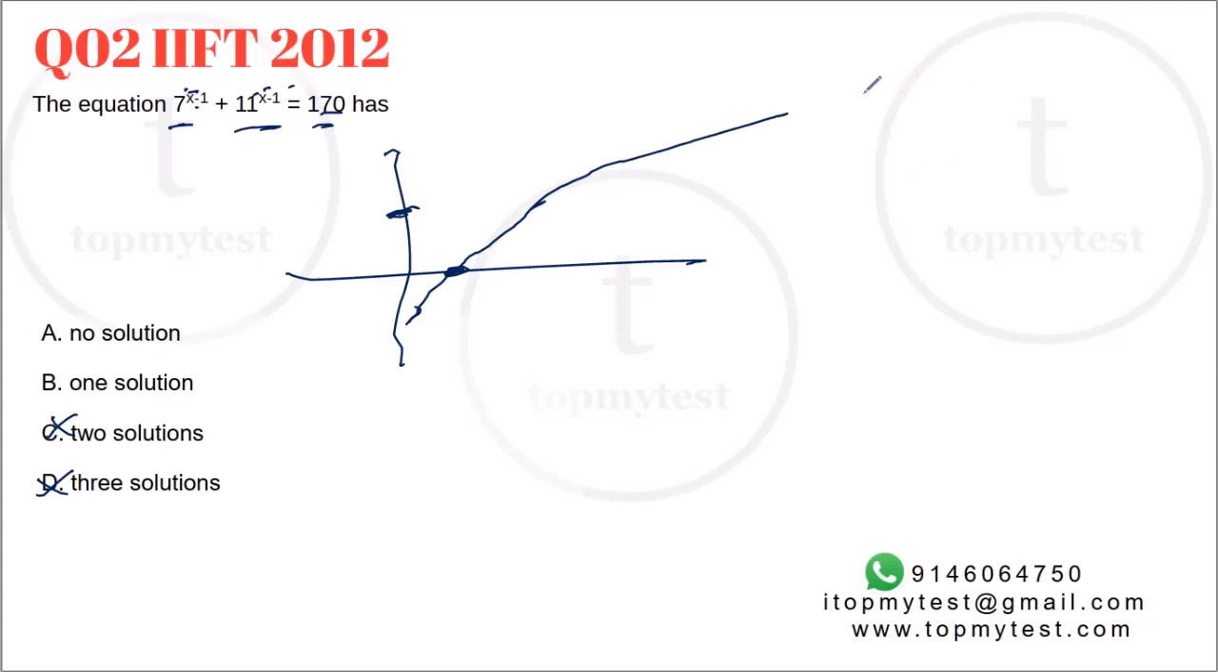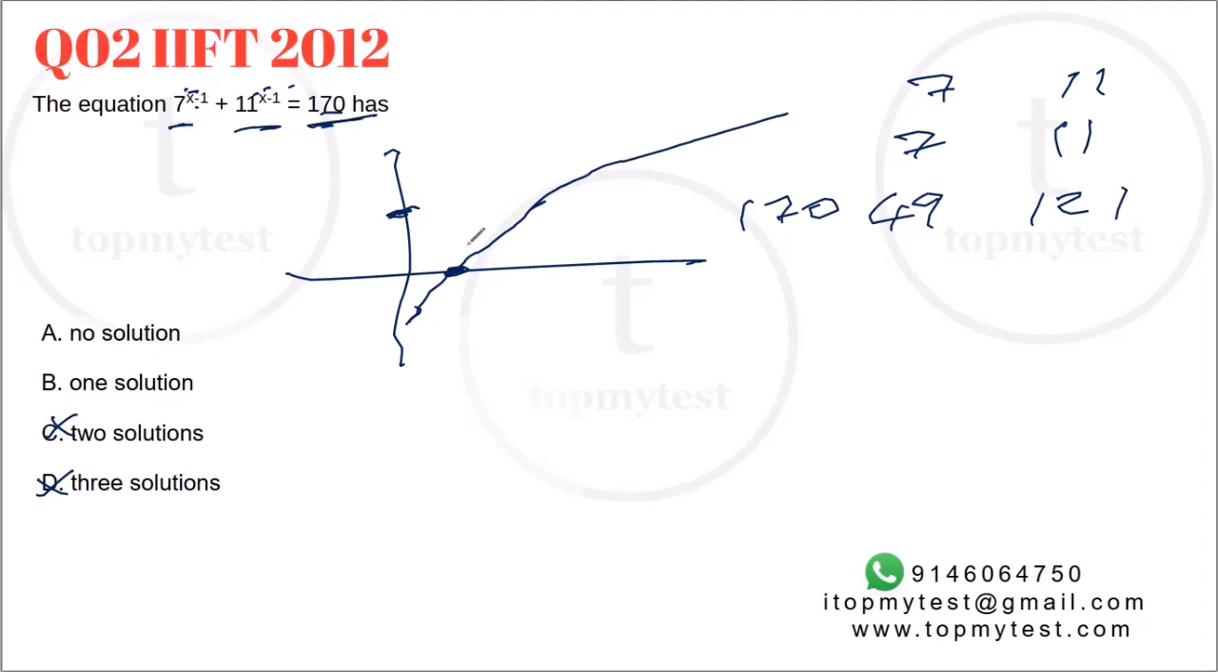Let's look at the powers of 7 and 11. 7 to the power 1 is 7, 11 to the power 1 is basically 11. 7 plus 11 is 18, not equal to 170. 7 square is 49, 11 square is 121. 121 plus 49 adds up to 170, right? Which is the value.